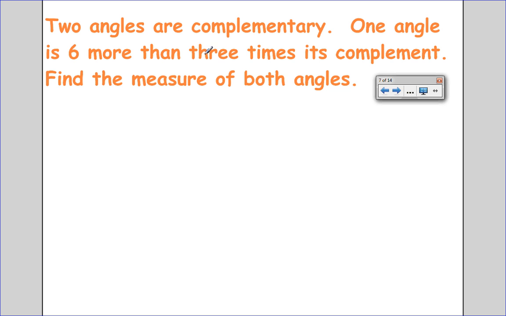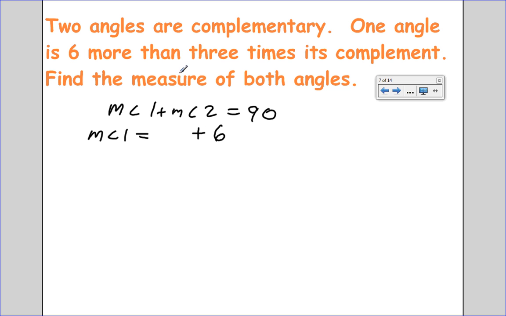So two angles are complementary. That means measure of angle 1 plus measure of angle 2 will equal 90. One angle, so I can say measure of angle 1, because I don't know what that is yet, is, well, "is" means equal in math, 6 more than 3 times its complement. So 6 more means plus 6. 3 times means 3 times the other angle, which I'll say is x. So I know measure of angle 2 is x. Measure of angle 1 is 3x plus 6.